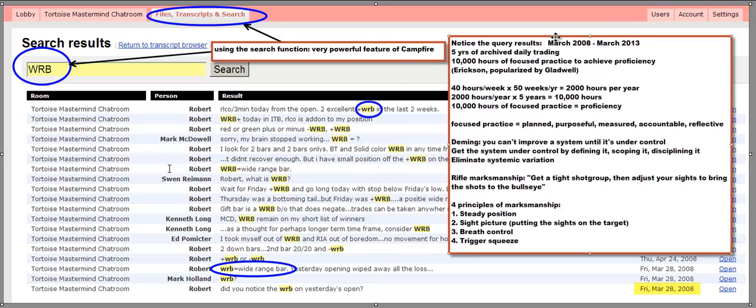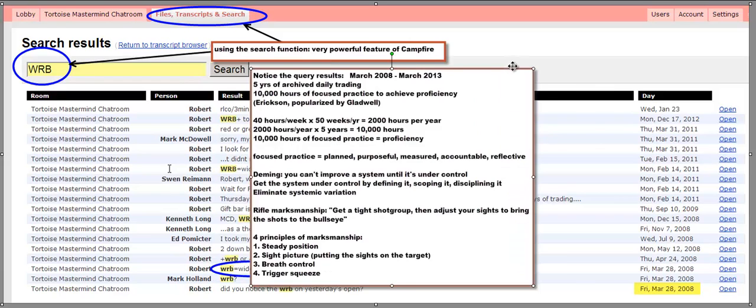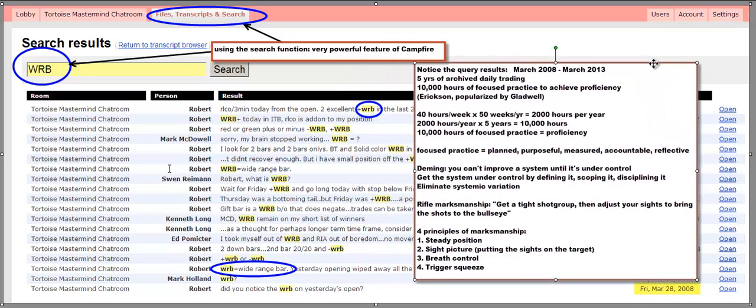Let me move this out of the way. And so you can see we first started talking about WRB in March of 2008, and over time we've had some various discussions as Robert has been tweaking around with that particular idea of wide range bars, in just wide range bars in particular.